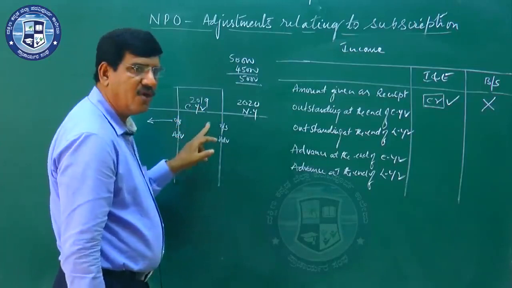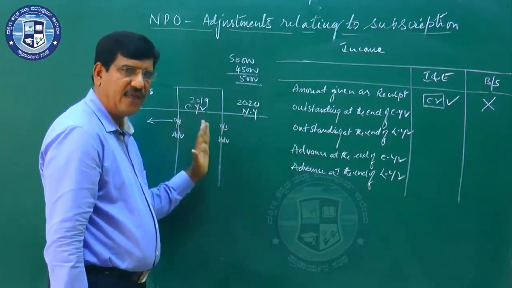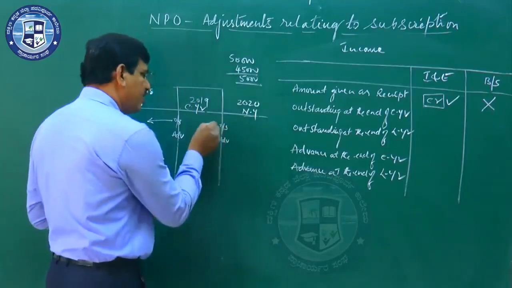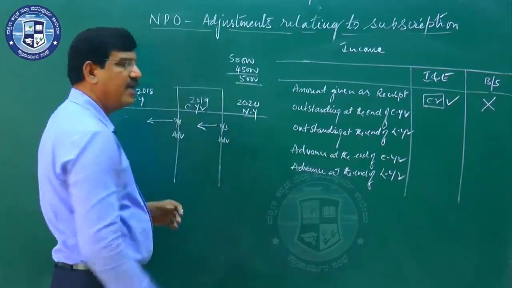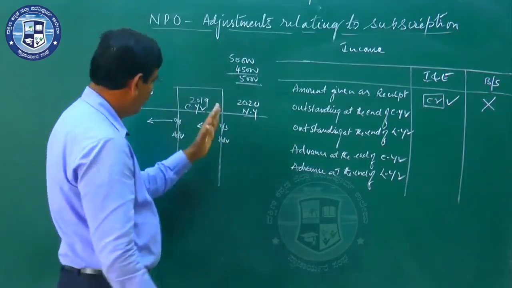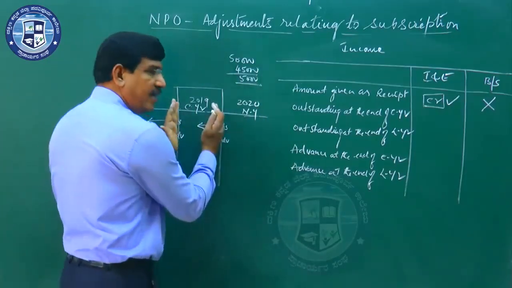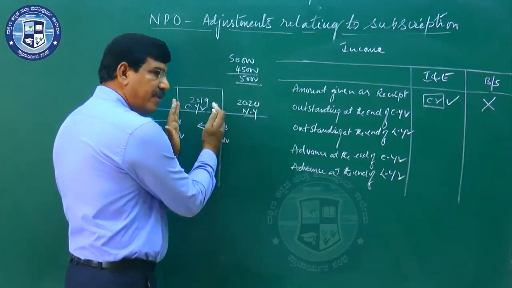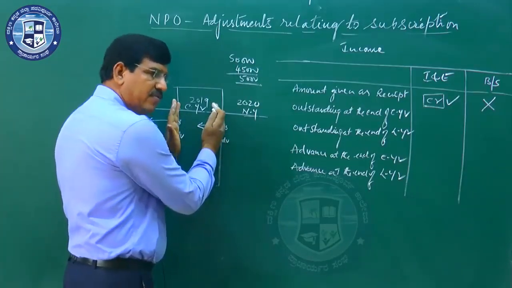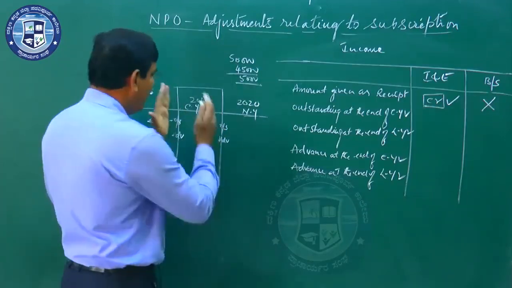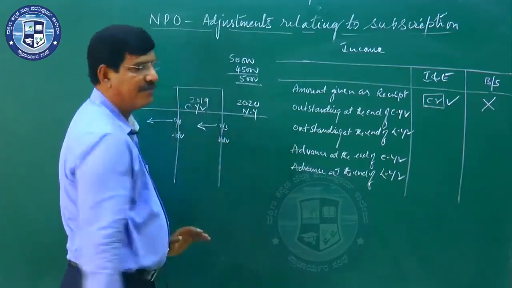The outstanding at the end of current year, it is relating to the year 2019 only. It is not related to next year, because in this particular year, some of the members might not have paid the subscription amount. So it is relating to current year.